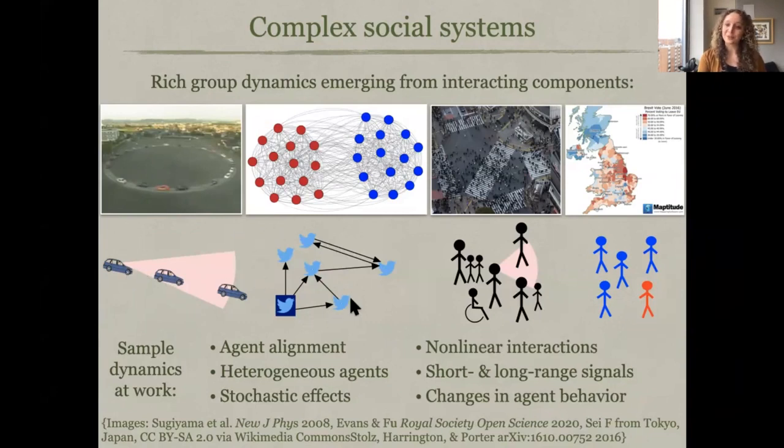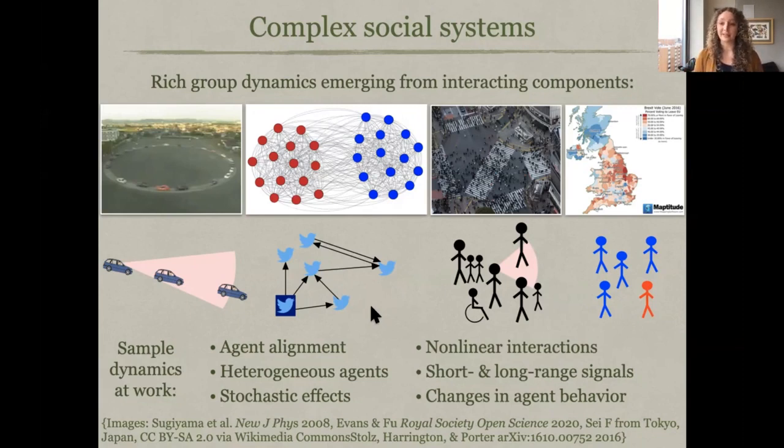We have these various different Twitter accounts that are connected in different ways. There might be a few bots in the network also. And then we have pedestrians moving around and voters with different ideologies. So across these different systems, you can have things like agent alignment, where in some of these examples, it might be actually physically aligning with other agents and following others. In the ideology setting, it might be aligning with folks in terms of opinions.